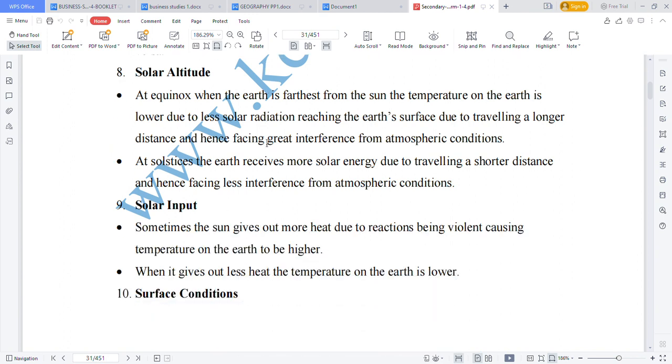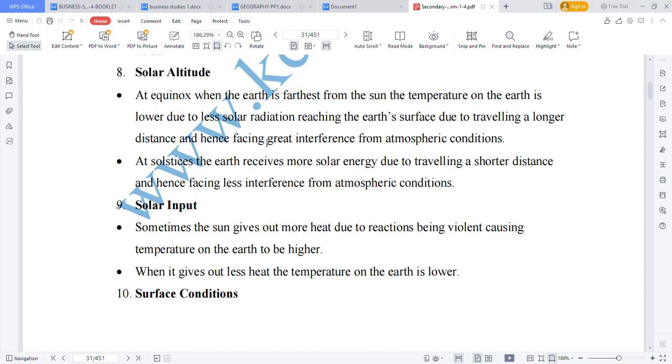Solar altitude. At equinox, remember we talked about equinox in our first class. At equinox, when the Earth is farthest from the sun, the temperature of the Earth is lower due to less solar radiation reaching the Earth's surface due to traveling a longer distance, and hence facing great interference from atmospheric conditions.